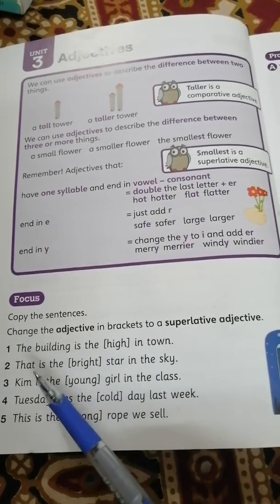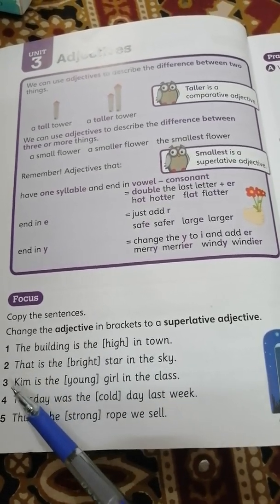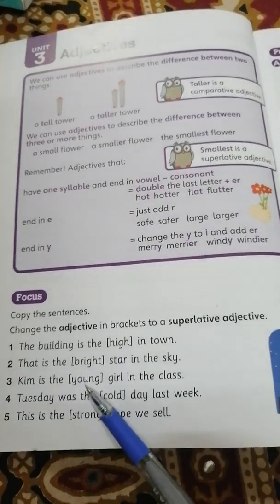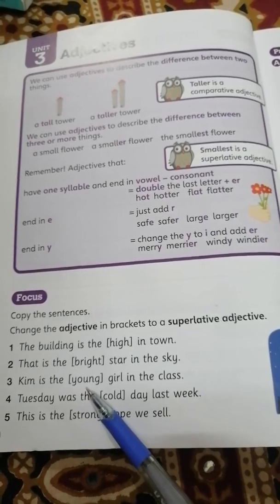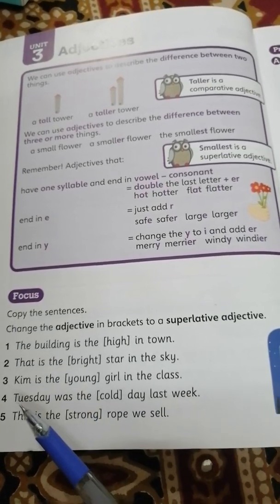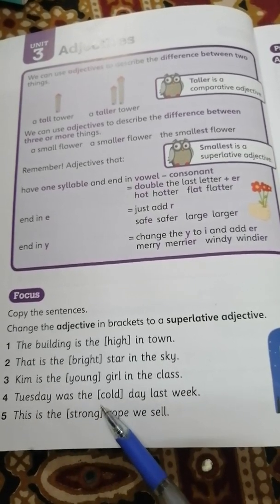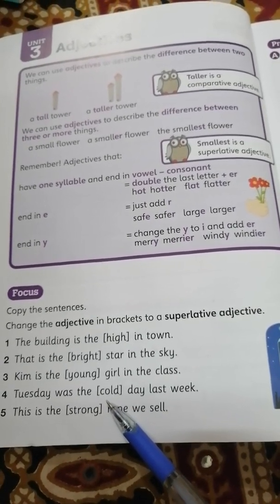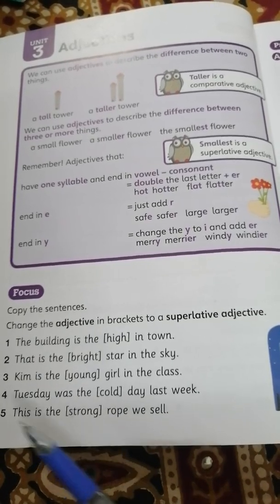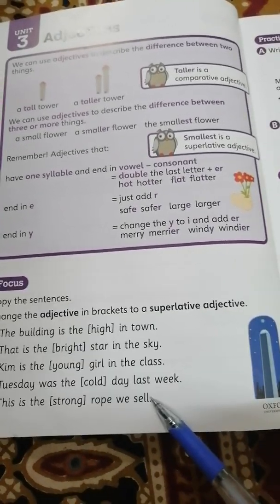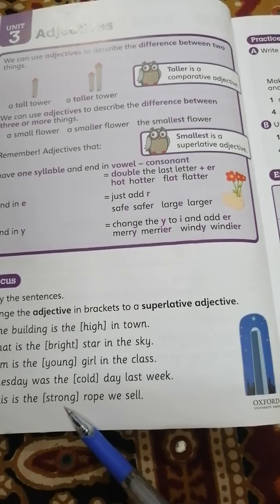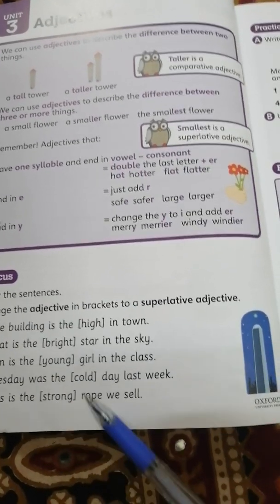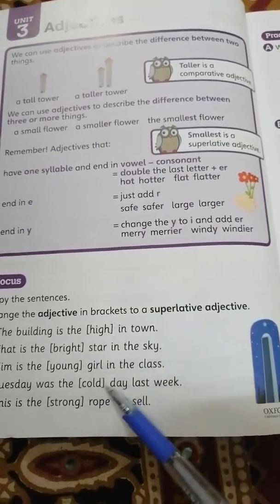Brightest. Okay. The next sentence is: Kim is the young girl in the class. The superlative adjective of young is youngest. The next is: Tuesday was the cold day last week. Cold, what is the superlative adjective of cold? Coldest. Strong, this is the strong rope. What is the superlative adjective of strong? This is strongest. We just add EST after all these.